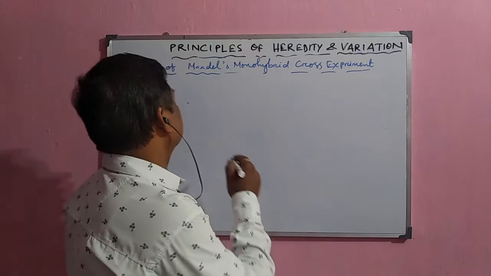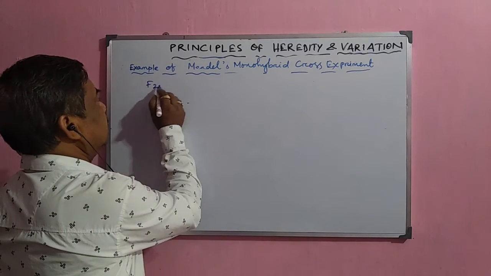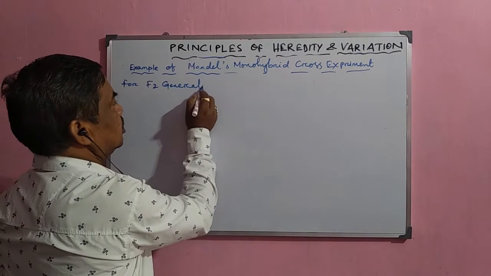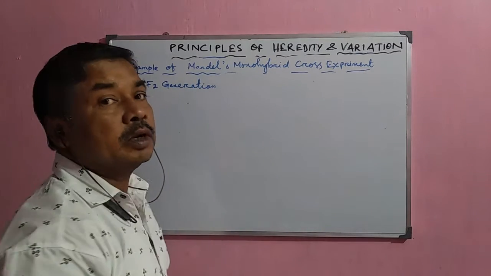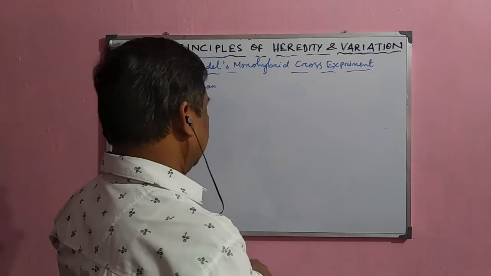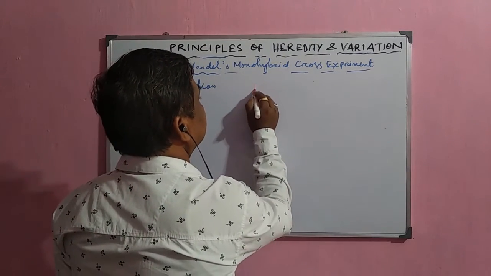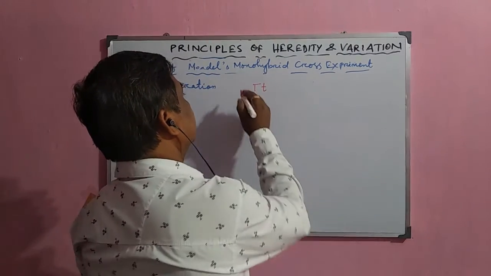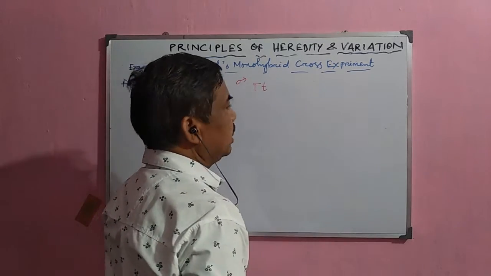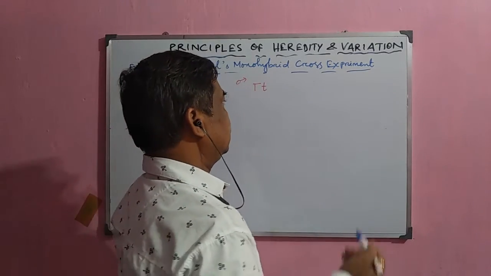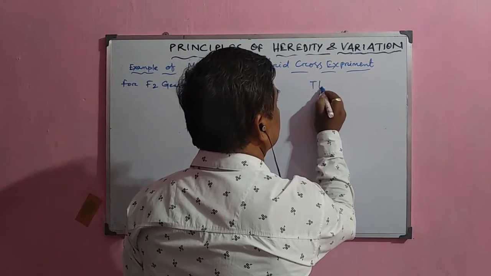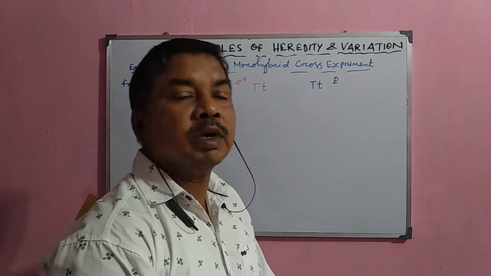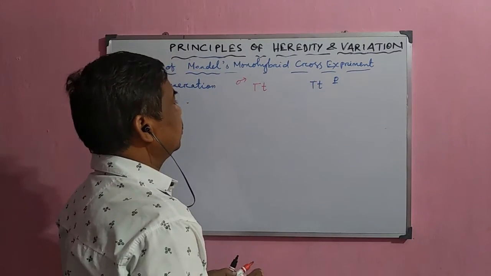Now for the F2 generation, Mendel took the F1 hybrid. The F1 hybrids are normally capital T, small t type. Suppose this is the male one; he took the male plant of this hybrid and he took the female plant, capital T, small t. So when this male and female plant were cross-pollinated.